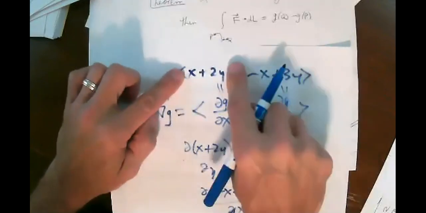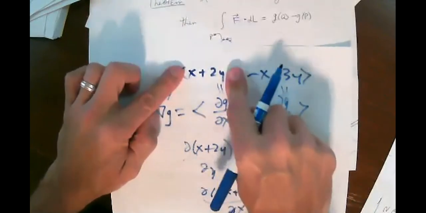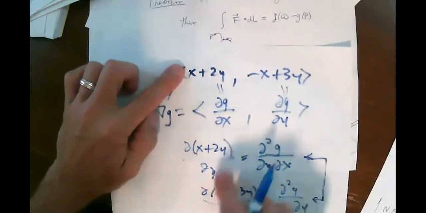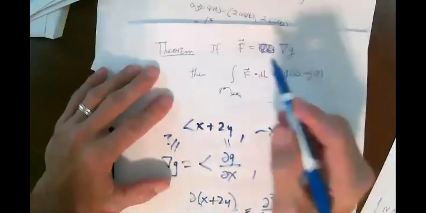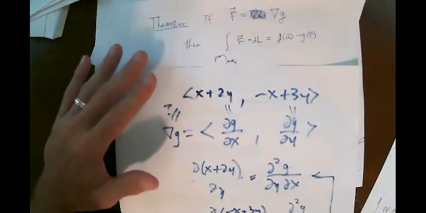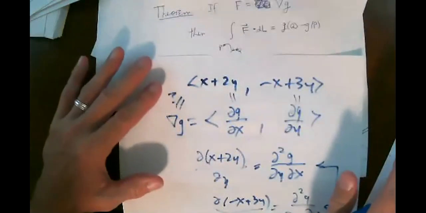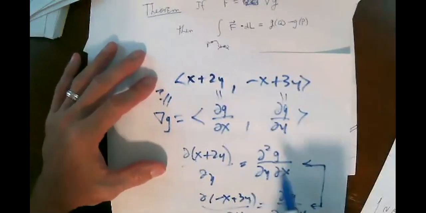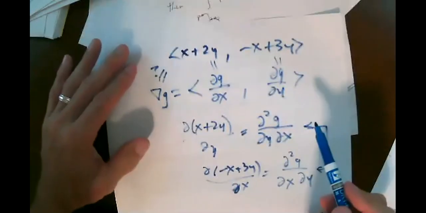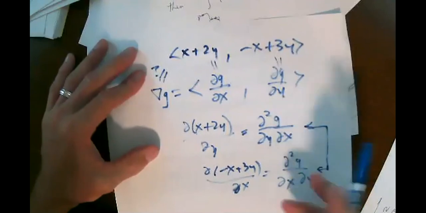You need to look at whether the partial derivative of the first function with respect to the second variable is the same as the partial of the second function with respect to the first variable. That's the test for when your vector field is a conservative vector field. And if you're wondering about the three-dimensional case, it would be very similar. It would be a bunch of statements about mixing the partial derivatives to get second-order partial derivatives that are supposed to be equal.